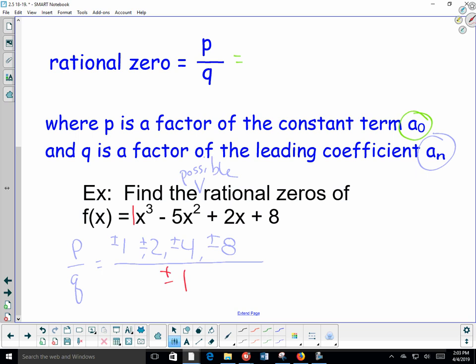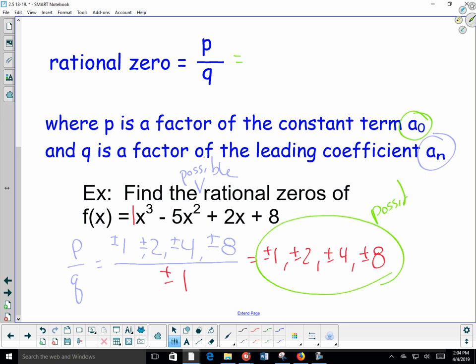So we're not going to leave our list like this, because we didn't really make a list. We just made like one big fraction. So we want a list, so we're going to have to take every numerator over every denominator. So I want 1 over 1, 2 over 1, 4 over 1, 8 over 1. So I'm just going to write it like this. So how many possible rational zeros do we have? 8. So these are the possible rational zeros.